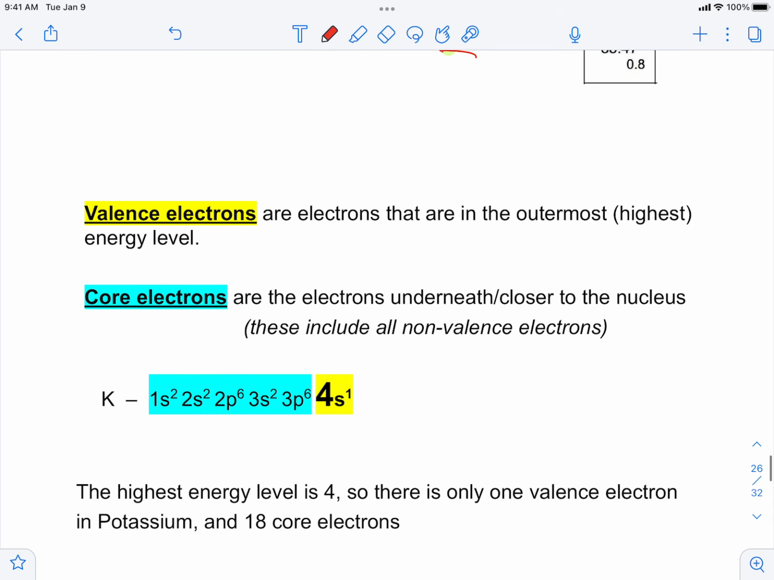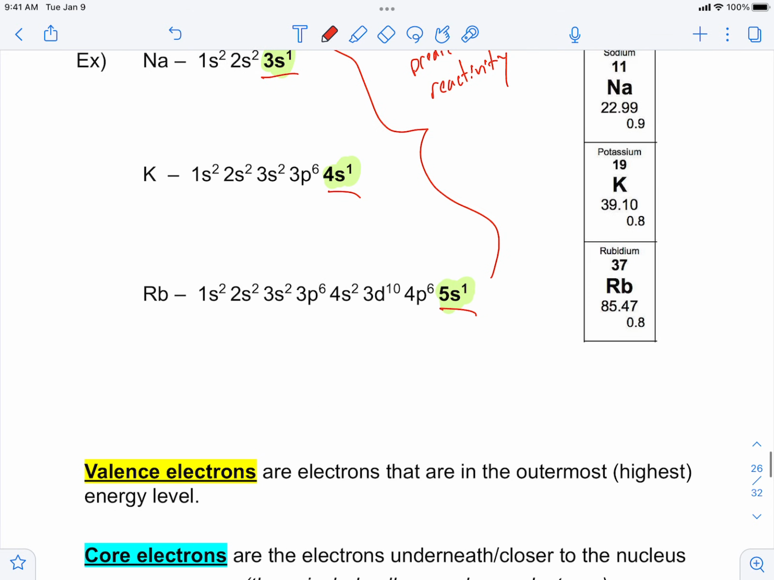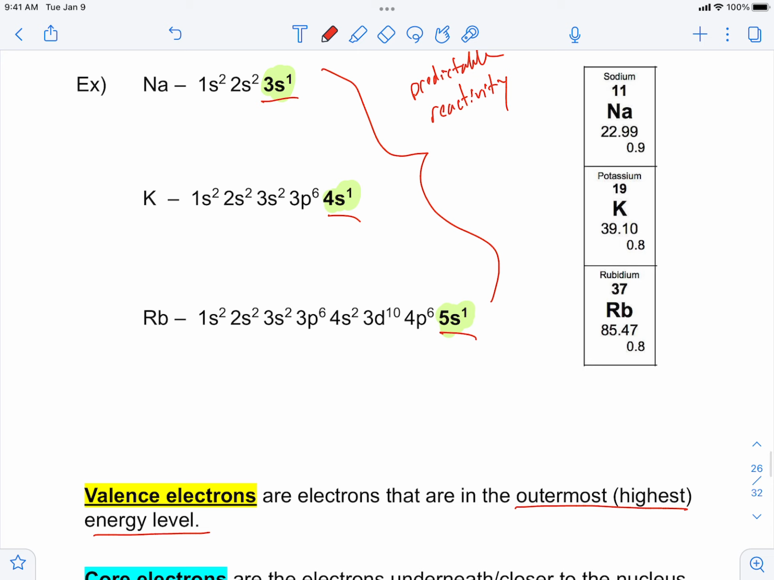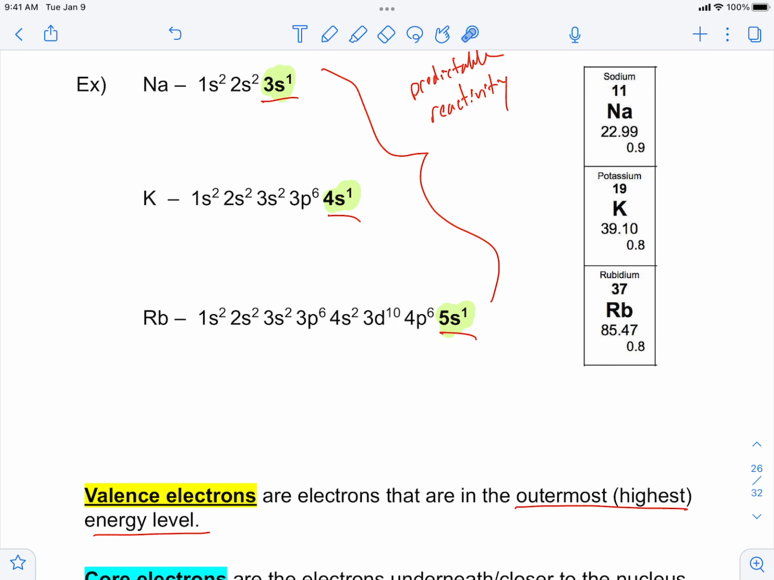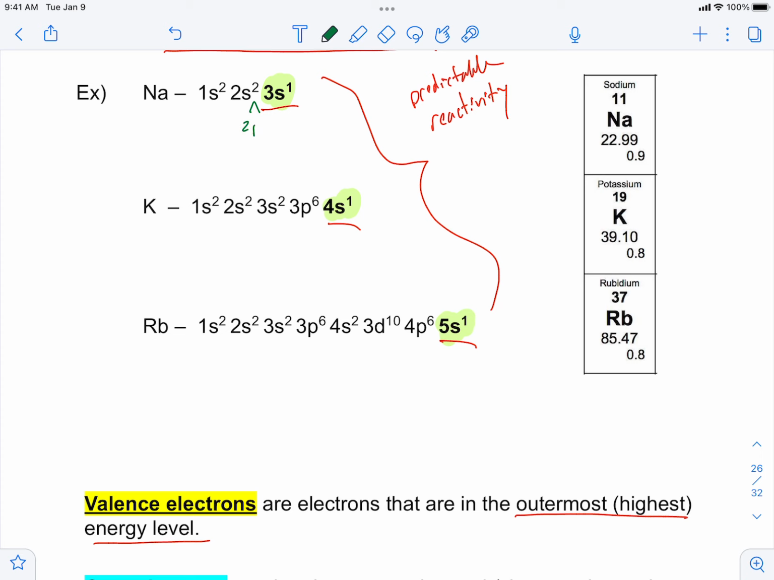Okay, so last two terms. Valence electrons are the electrons in the outermost energy level. So effectively, what that means is this. If we go back to our electron configuration for sodium. Ooh, sodium is missing something. 2p6.